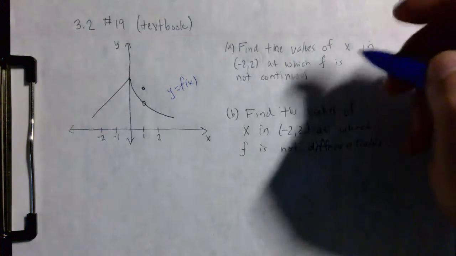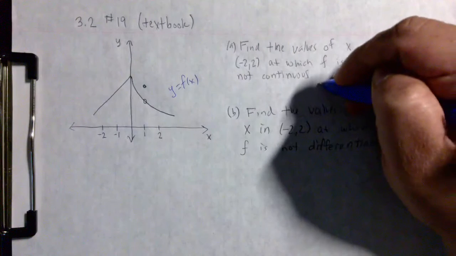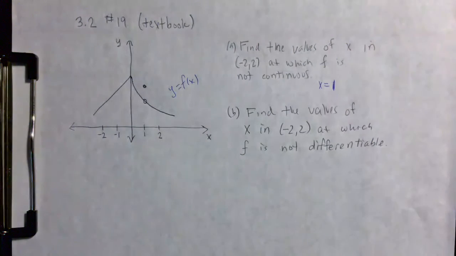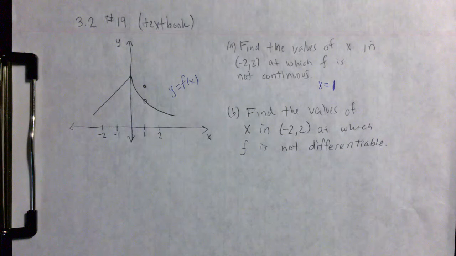So, having said all that, the answer here is x equals 1. That's the one and only point in the interval that they gave us where f is not continuous. Okay. There's a part B to this which addresses a concept from this section, differentiability. This is: find the values of x in the interval from -2 to 2 at which f is not differentiable.